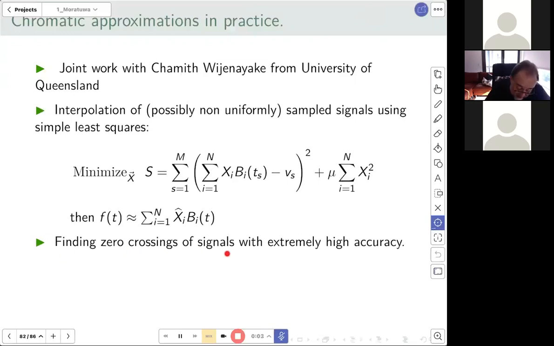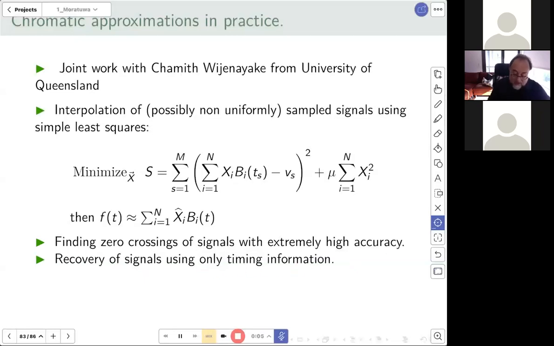Then you can find zero crossings of signals with extremely high accuracy, again, precisely because this chromatic expansion approximation so faithfully captures the local signal behavior. We were able to find zero crossings with extremely high accuracy. And some of the algorithms for finding the direction of arrival use zero crossings, so this can be used there. Then you can recover signals using only timing information, up to a multiplicative constant. So if you tell me the zero crossings of your signal and the positions of the peaks of the signal, we can reconstruct the signal modulo a constant scale factor with very high precision.